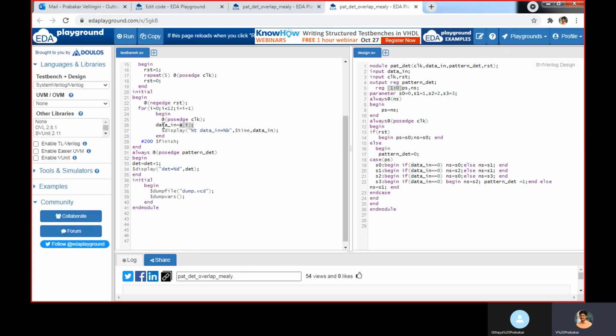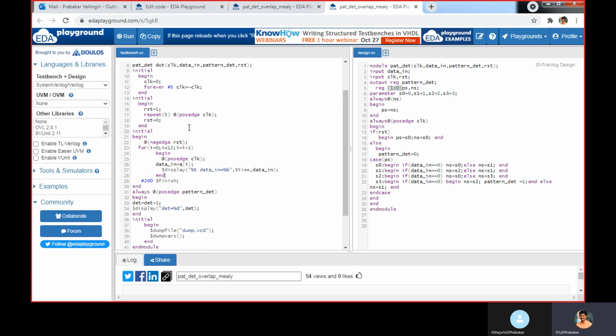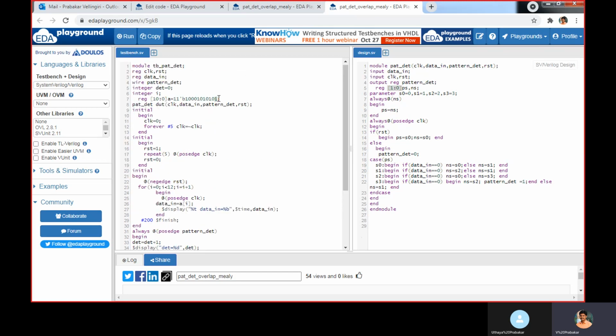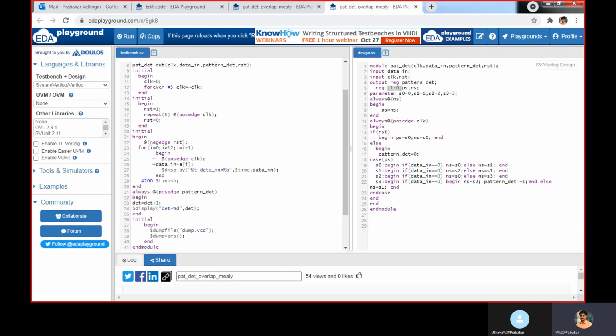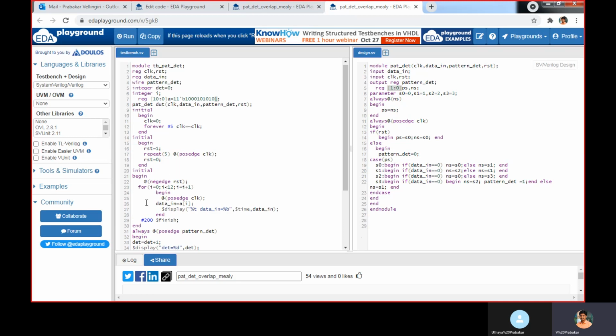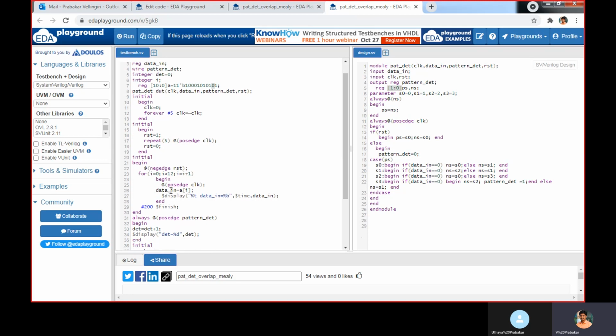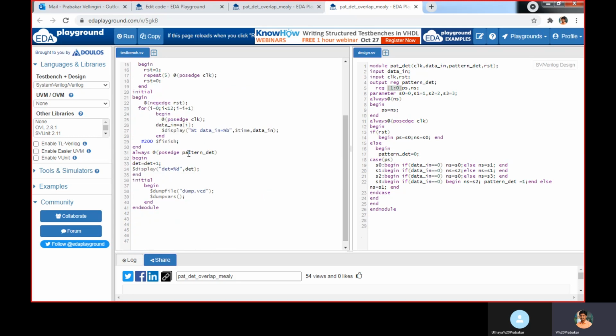A of i is assigned to data in. First iteration, A of 0, nothing but this value 1 will be assigned for data in. Next iteration, A of 1, that is this 0 will be assigned for data in. The same way it will run for 11 times actually. Each time we are displaying the data in value here.